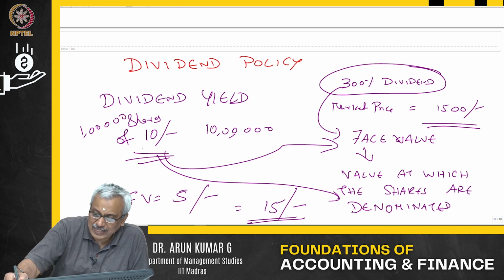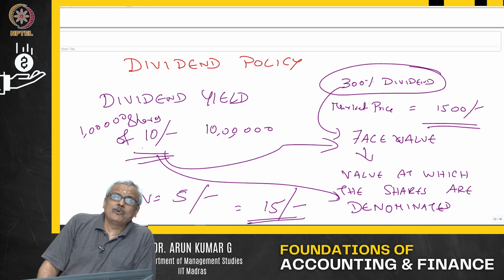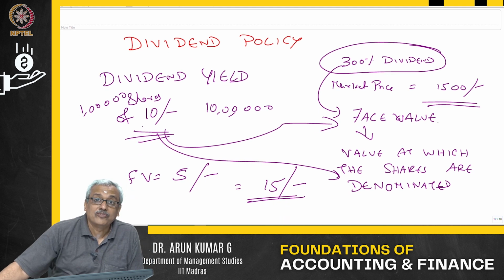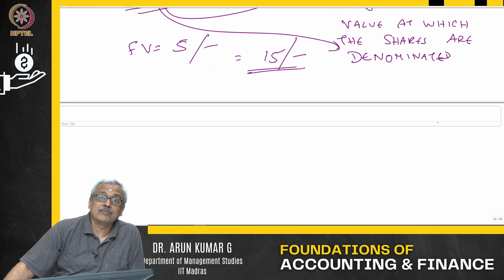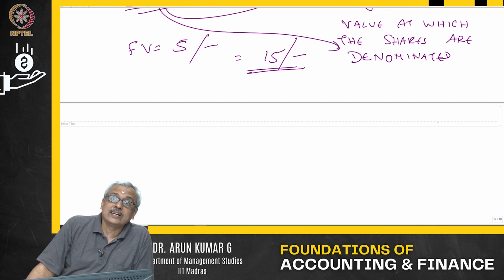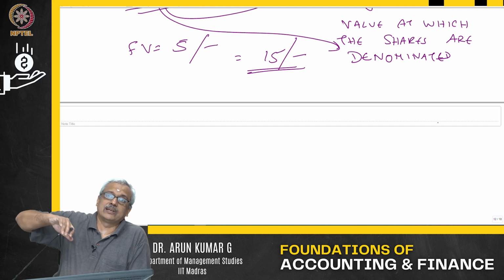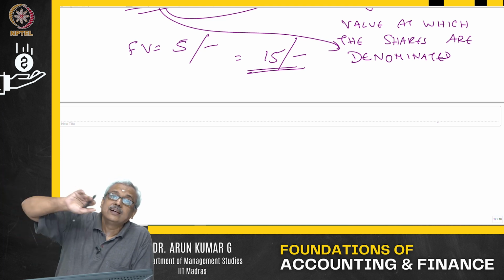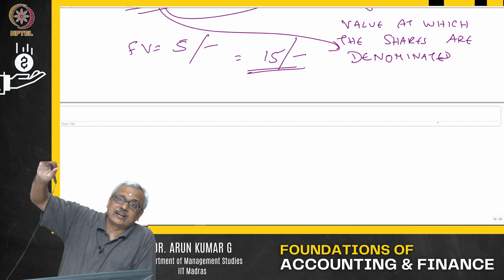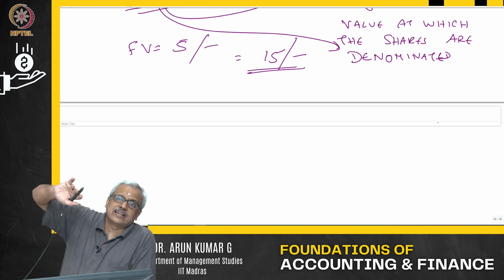Now what have I bought it at? I have bought it at 1500 rupees from the market. For 1500 rupees, I am getting a 15 rupee dividend. I do not know what dividend Infosys is actually giving, I have just taken a rough example of 300%. Let me not misguide you on that.